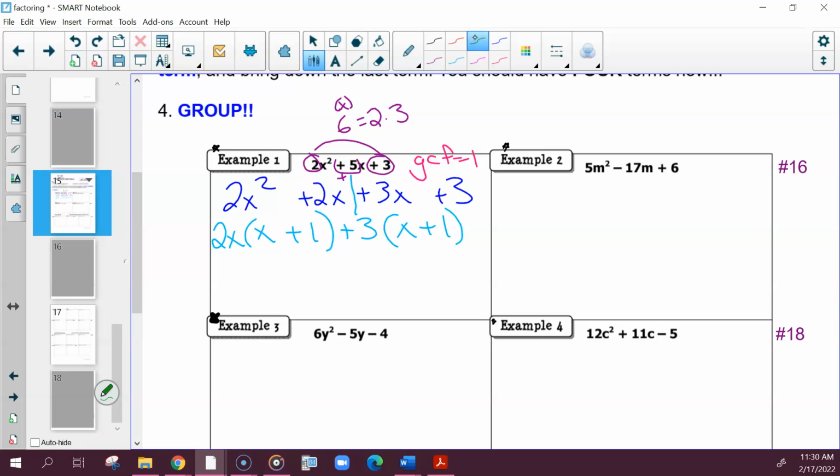So if those are the same, then everything on the outside is going to be one of your factors, 2x plus 3. And everything on the inside is going to be one of your factors, but they're the same, so x plus 1. So that would be your answer. To check yourself, you could go back and distribute this, make sure that you got the right things in the right order.